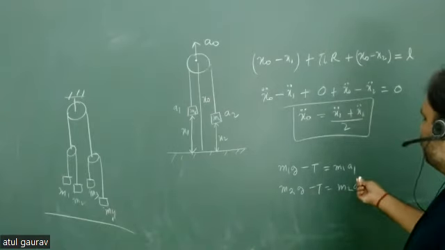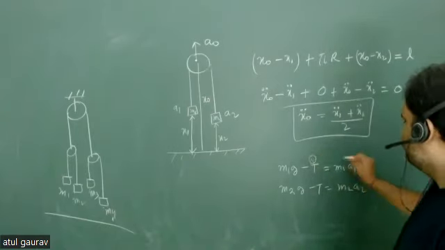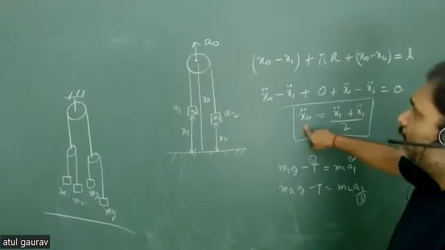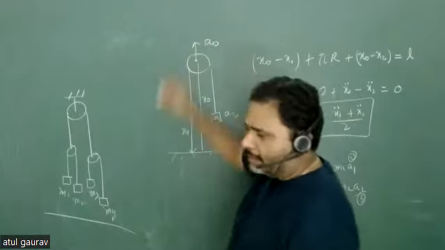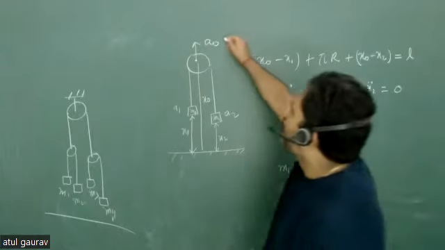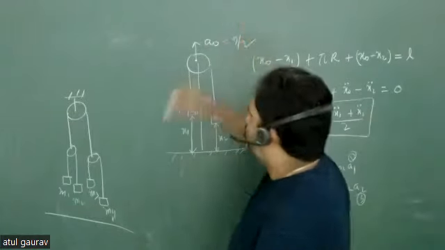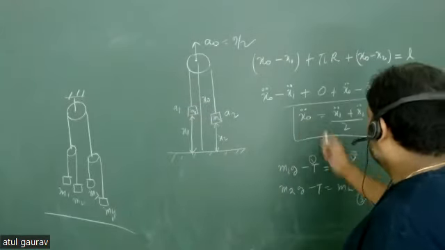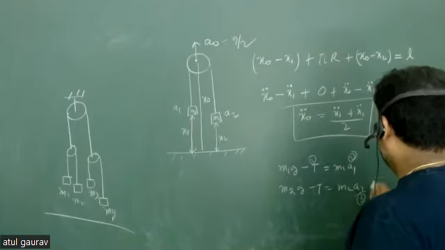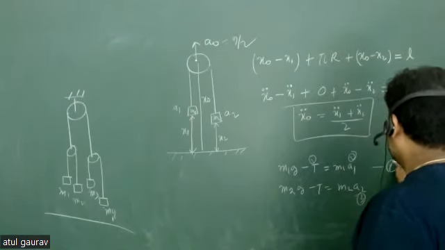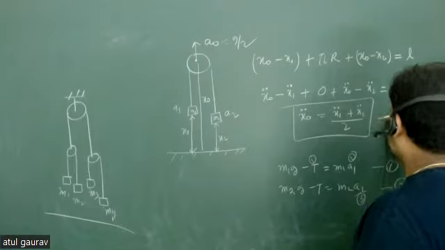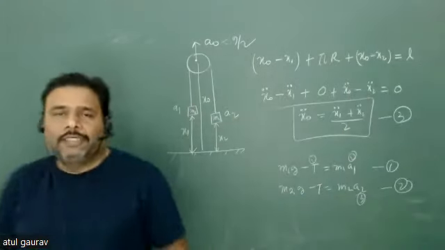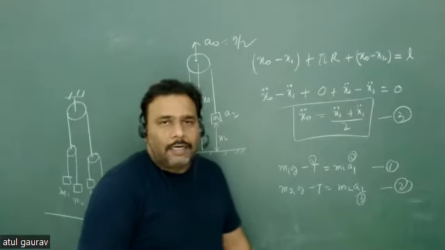How many variables are there? 3 variables. First, second, and third. This is given because this is moving with the A0 acceleration. It may be given that A0 is equal to, let's say, some g by 2. It can be given. So this is given. So how many equations? 1, 2. So this is my first equation, this is my second equation, and this is my third equation. And once you get these 3 equations, you can easily solve them. Are you getting my point?